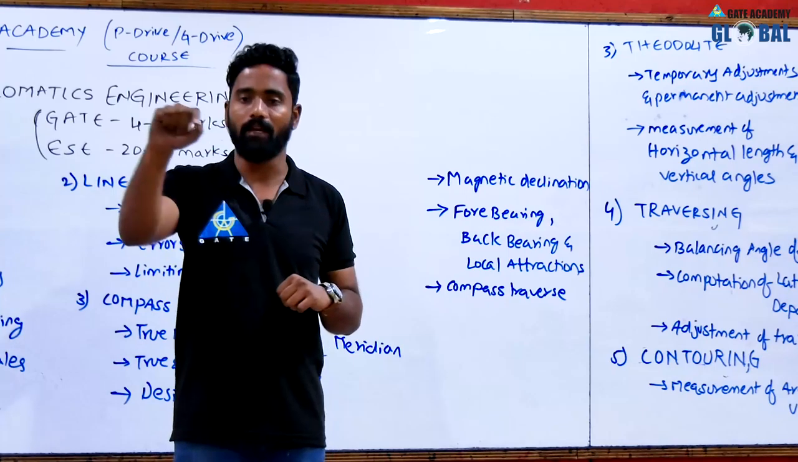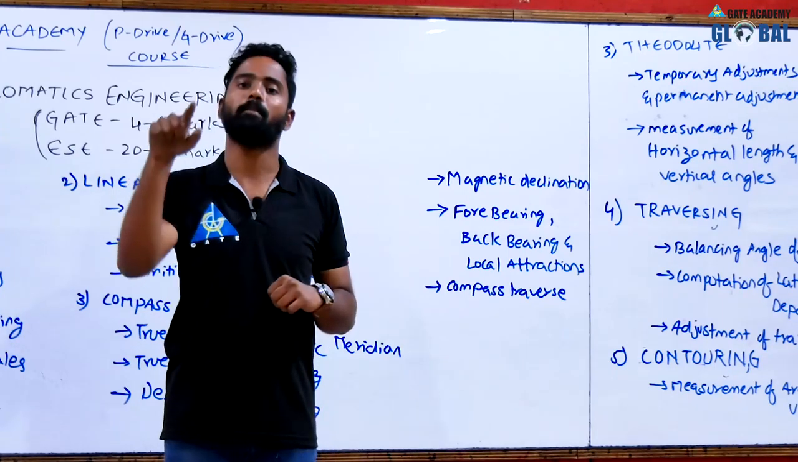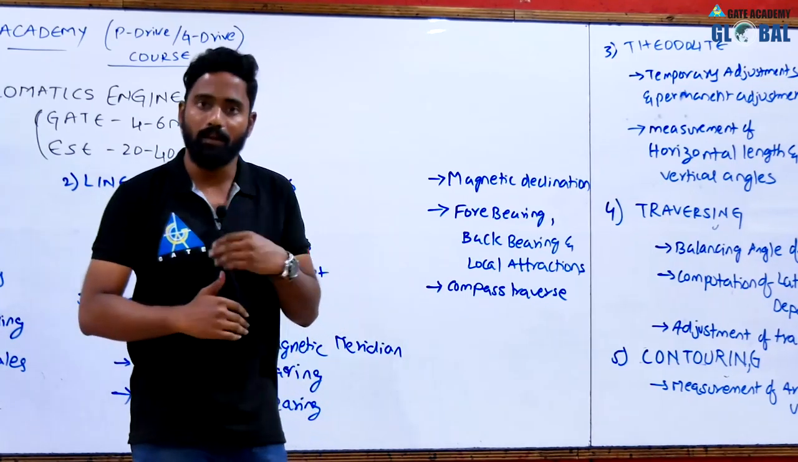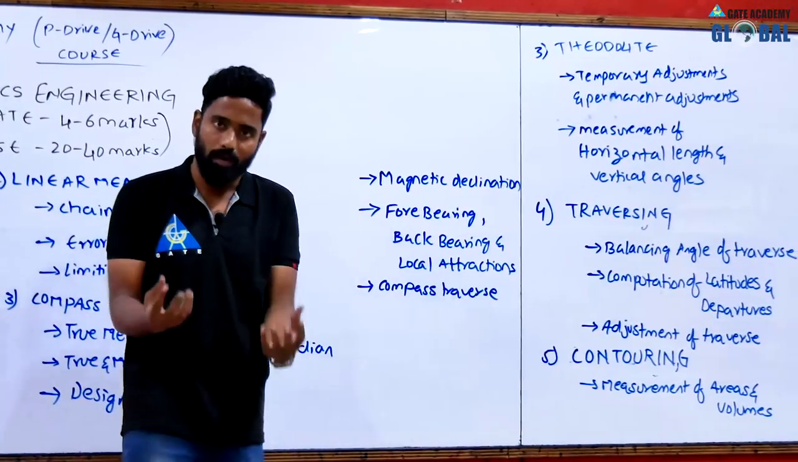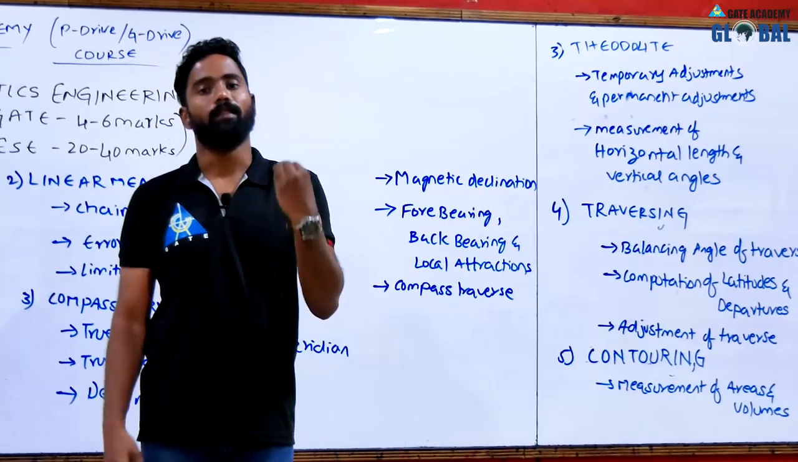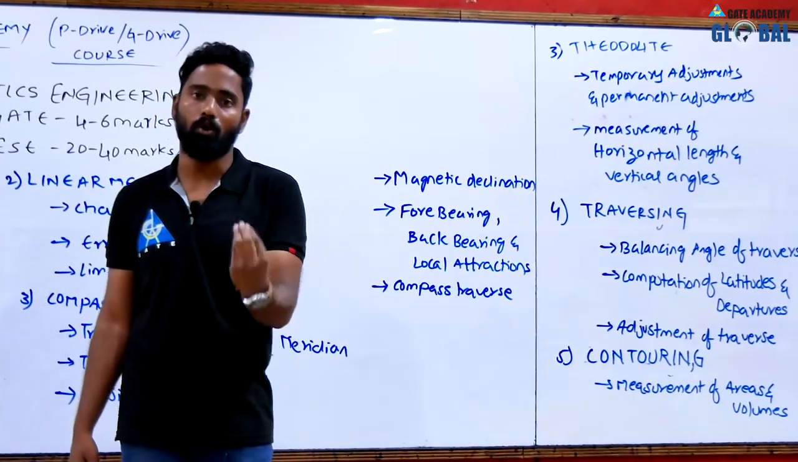Let us say for a line, fore bearing is AB, back bearing is BA. Generally, the difference between fore bearing and back bearing should be 180 degrees. If it is not 180 degrees, we will say that the station is affected by local attraction.